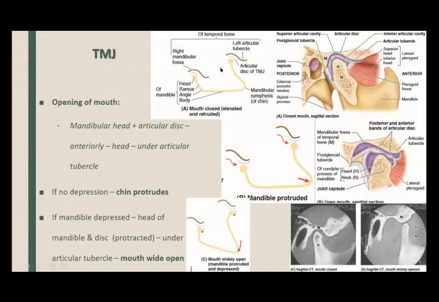However, this is what happens when the chin protrudes. That means it moves forward. The head of the mandible comes to lie under the articular tubercle. Head plus articular disc, they both move together and come to lie under the articular tubercle, ये mandibular fossa. So chin की जो movement है वो forwards anteriorly है.